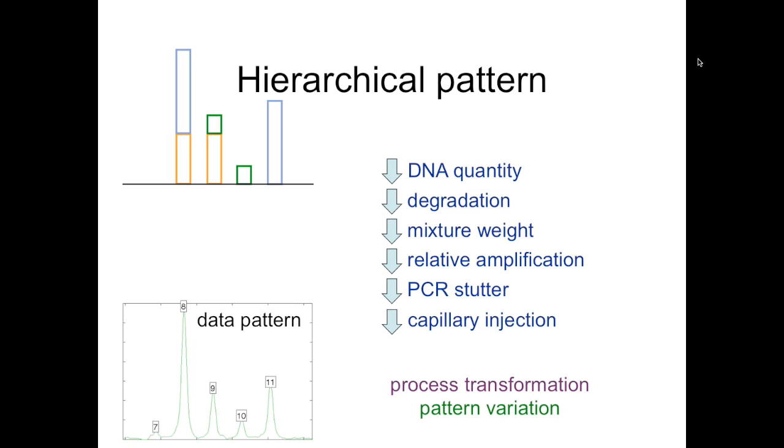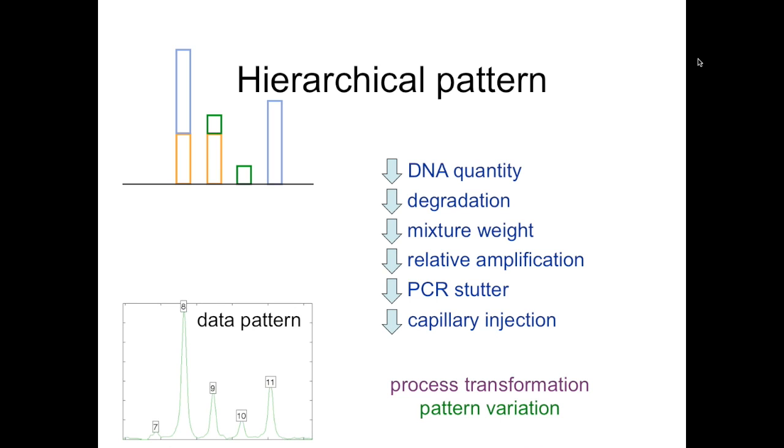The most important part of modeling in STR analysis is modeling the variation. And variation is introduced at multiple layers. And when you have multiple layers, that's where hierarchy comes in. Each pattern can be then varied slightly based on the phenomenon. DNA quantity, as I show in the center. Degradation. Mixture weight introduces more variation in the pattern.